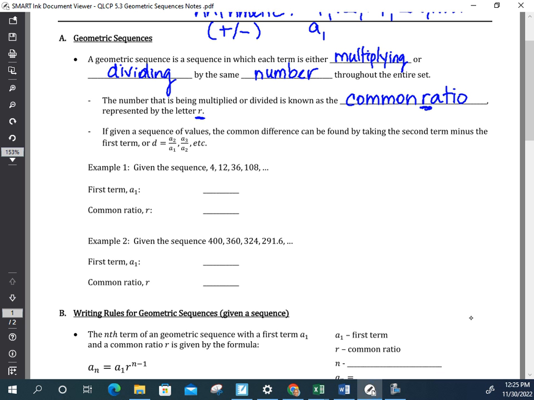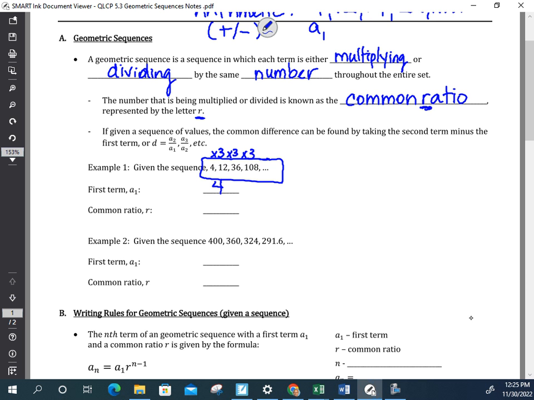Just like last time, we're going to start out by doing some basic identification: identifying the first term and identifying the common ratio. In our first sequence of numbers, the first term is the number that leads off the sequence. Sometimes the common ratio is pretty easy to identify. To go from 4 to 12, you're multiplying times 3. 12 to 36, multiplying times 3. 36 to 108, multiplying times 3.